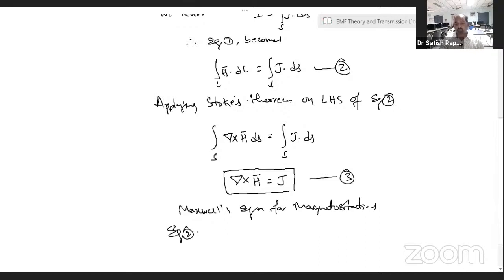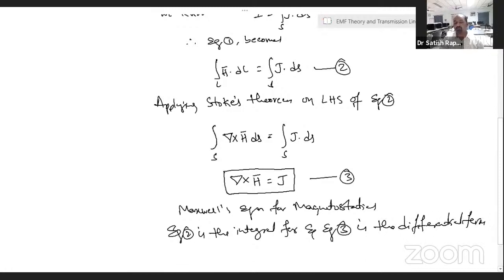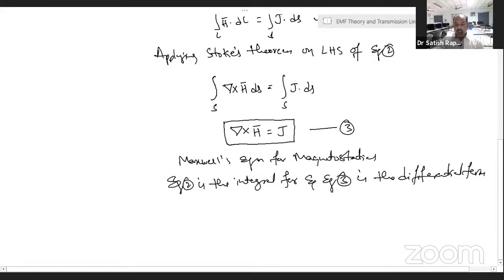Equation 2 is the integral form, and equation 3 is the differential form, or point form. So this is about Ampere circuital law.